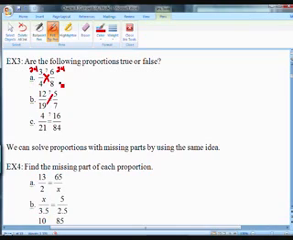19 times 5. Anybody know that one? Nope. 95. 7 times 12. Are those two things equal? No. And you can write it like this. Remember the symbol we learned? 12/19 is not equal to 5/7.